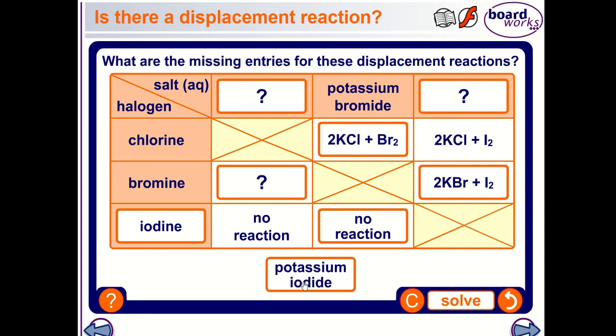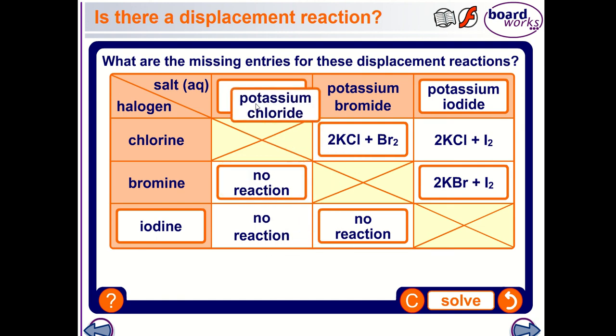Potassium iodide solution should go up here. It must be in there because we're making iodine in both those reactions. No reaction here, because bromine can't displace the chlorine. And we put the potassium chloride up there. Hopefully you were able to go through that and get it all correct.